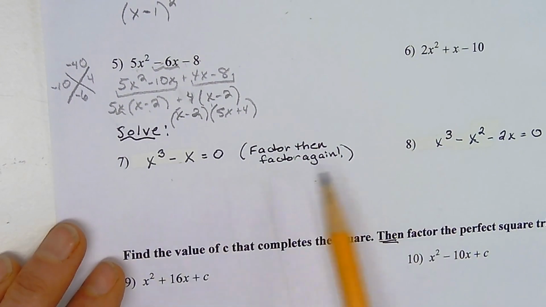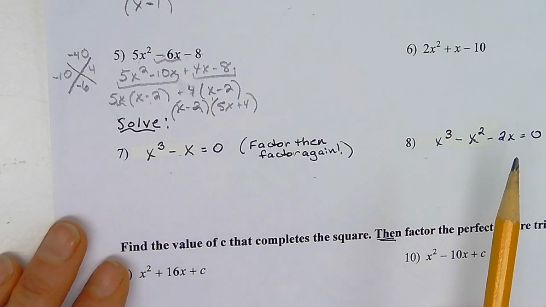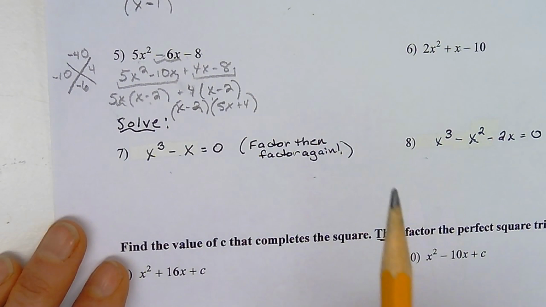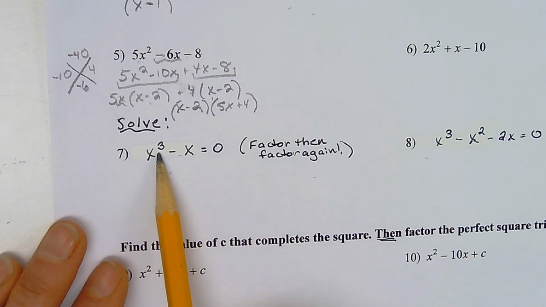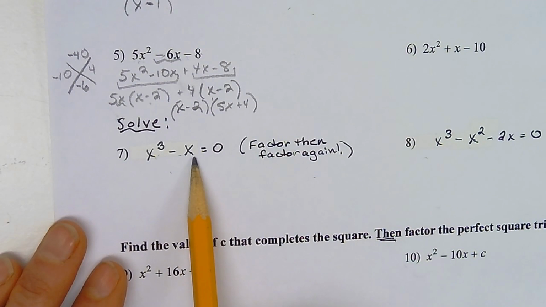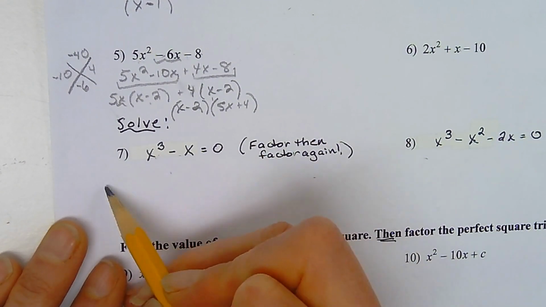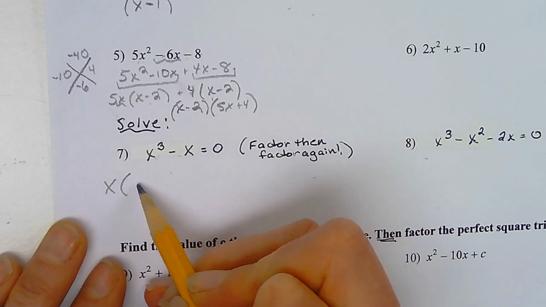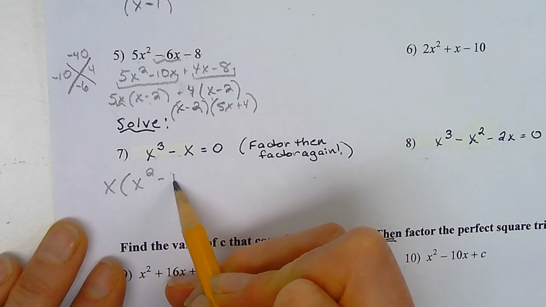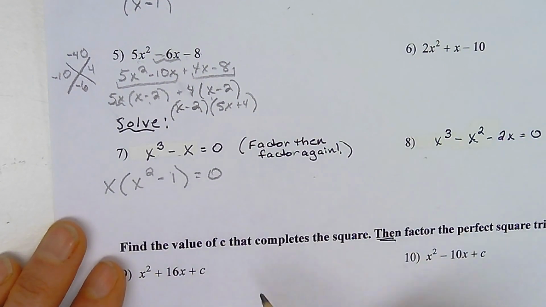Okay, now number 7 and 8, I'm being asked to solve. And I'm noticing that I don't have a squared x here. I have a cubed x. And I have an x here. So what I'm going to start with is factoring out the greatest common factor. The greatest common factor would be x. So if I factor out an x, I'm left with x squared minus 1 equals 0.